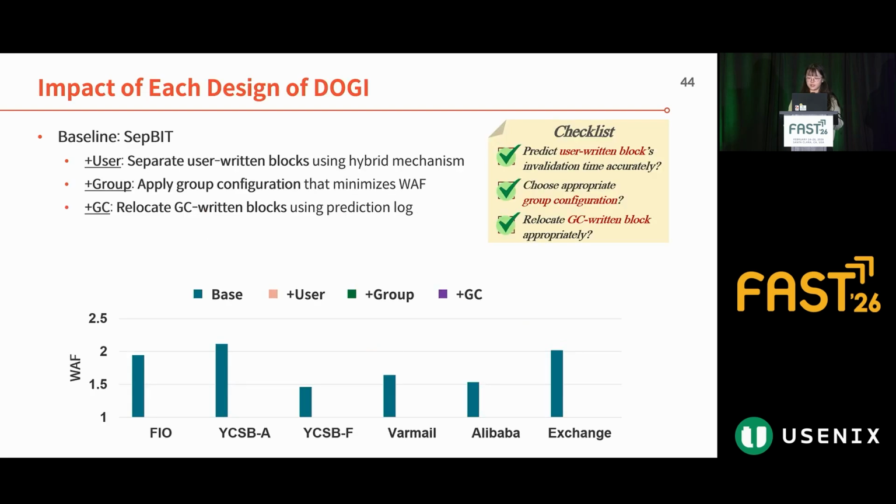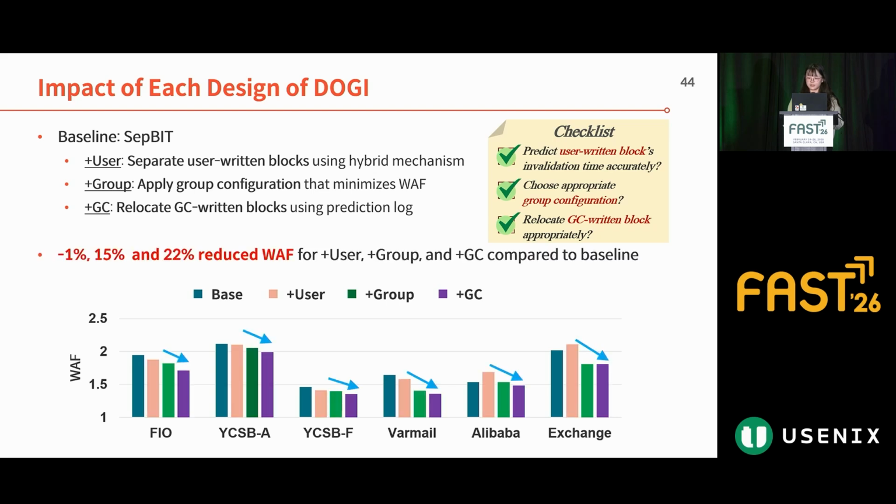Second, we analyzed the impact of the 3 individual design components of DOGI. Each component corresponds to an item in the checklist, and we denote them as user, group, and GC respectively. The results show that group and GC reduce WAF by 15% and 22% over the baseline respectively. However, user increases WAF by 1%. This occurs because for some workloads, separating user-written blocks into too many groups amplifies the misprediction penalty and increases WAF. Once we apply group, the increased WAF drops immediately.